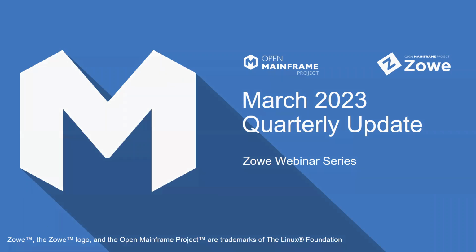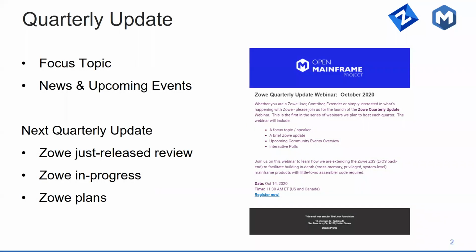Before we get started, just a quick review of what we want to cover in this quarterly update. We'll cover a focused topic, and we have a guest speaker for that. I'll introduce Sean in a minute. And then if we have some time afterwards, we'll provide you with some news, what's going on with Zowe in general and some upcoming events. That's how we're going to run this quarterly update.